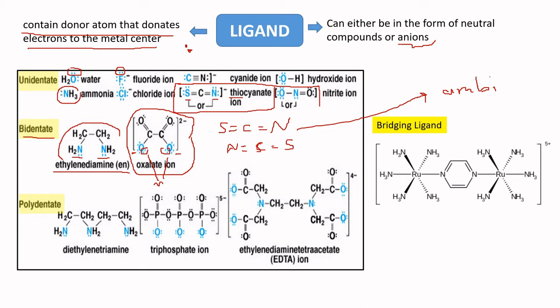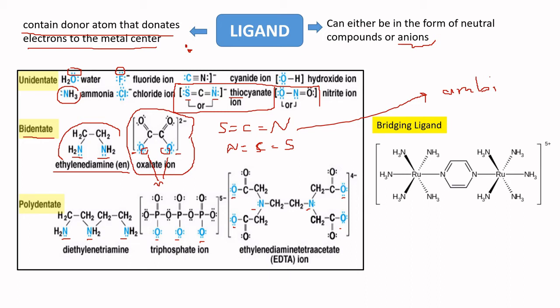So what happens if you have a polydentate ligand? A polydentate ligand is when you have more than one donor atom in a molecule. For this example, you can see that the diethylene triamine here has three donor atoms, and the triphosphate ion here has three donor atoms, while EDTA has 6 donor atoms: 1, 2, 3, 4, 5, 6. So these compounds are classified as polydentate ligands.